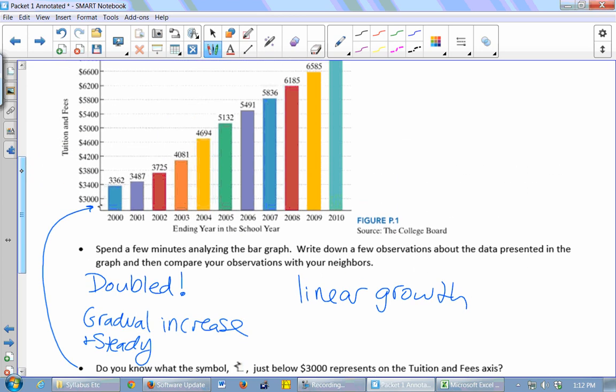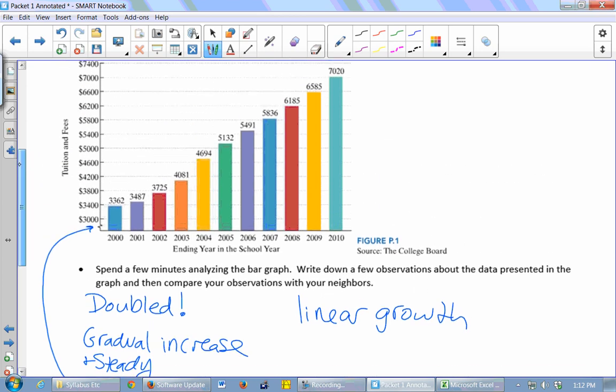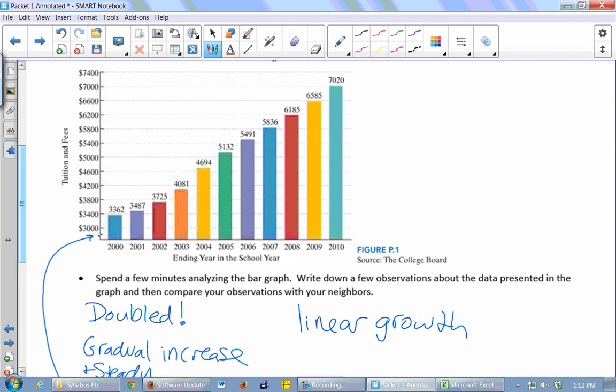There's only one orange bar. That's a good observation. I wonder if there was something special about the year 2003 that they decided to make it orange. What questions do you have?